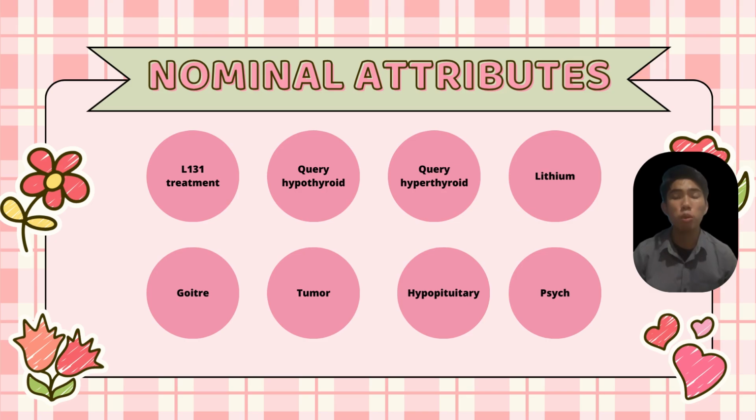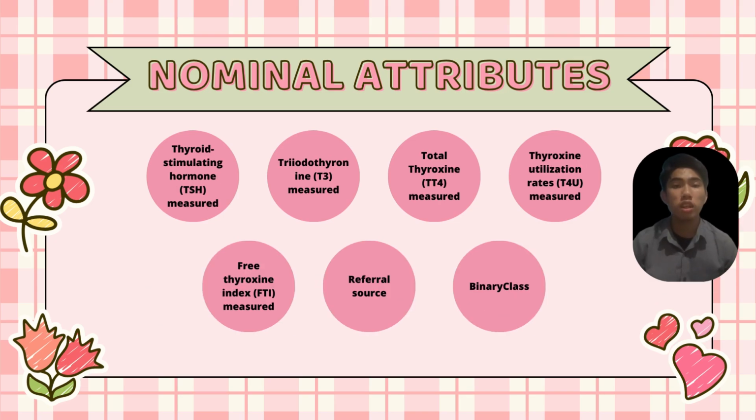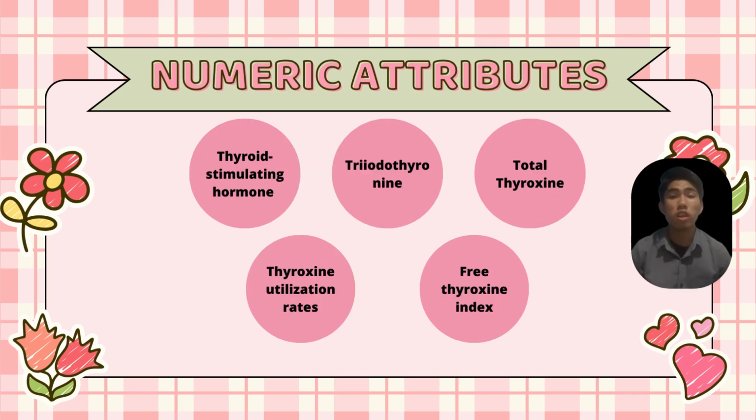tumor, hypopituitary, sick, thyroid stimulating hormone measured, triiodothyronine measured, total thyroxine measured, thyroxine utilization rate measured, free thyroxine index measured, referral source, and binary class thyroid stimulator. While for the numeric attributes, we have thyroid stimulating hormone, triiodothyronine, total thyroxine, thyroxine utilization rate, and free thyroxine index.